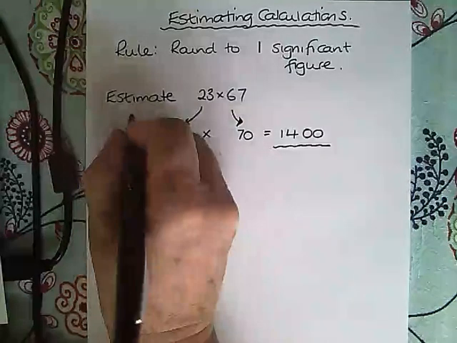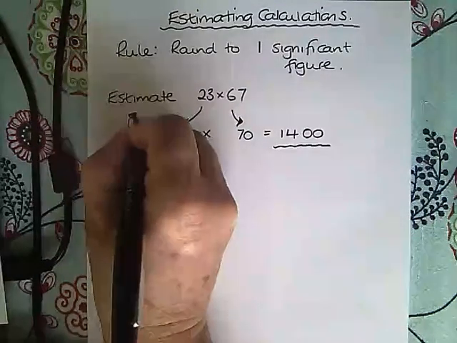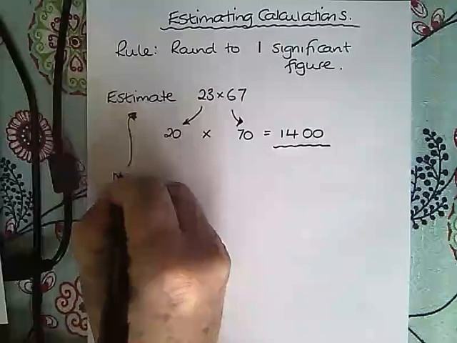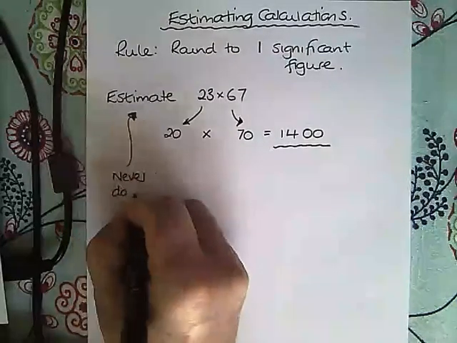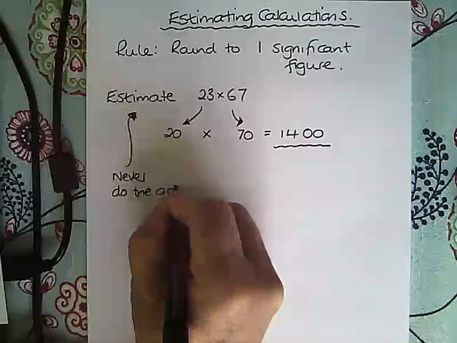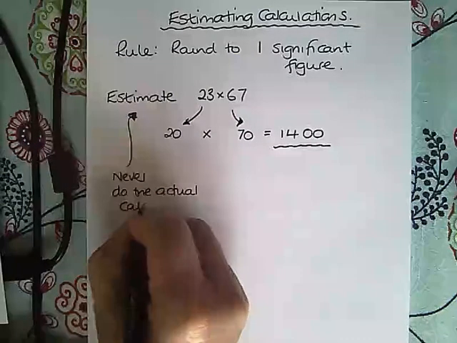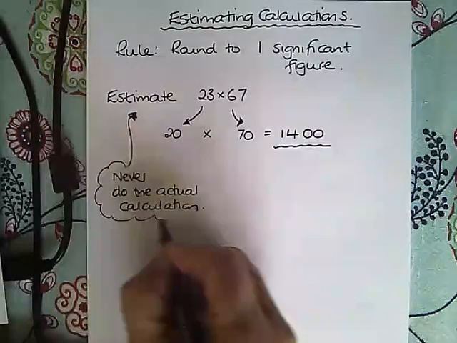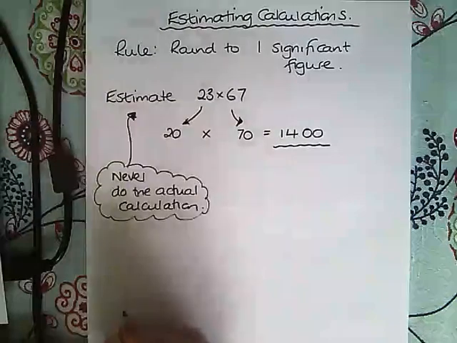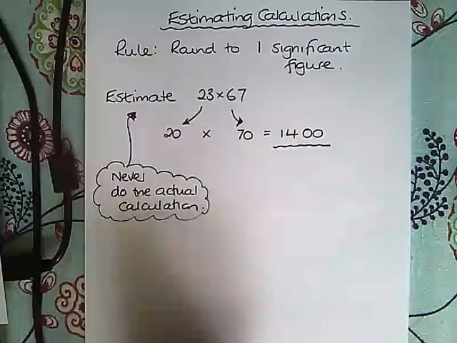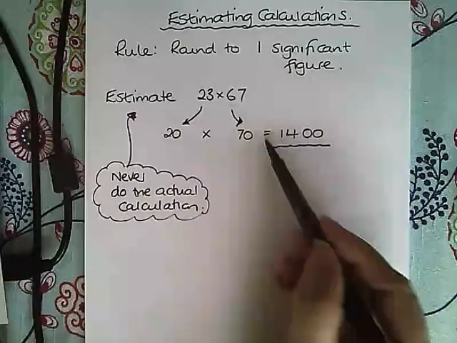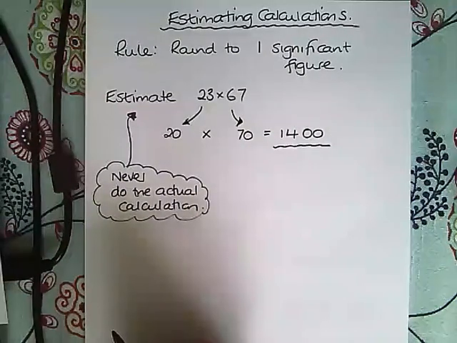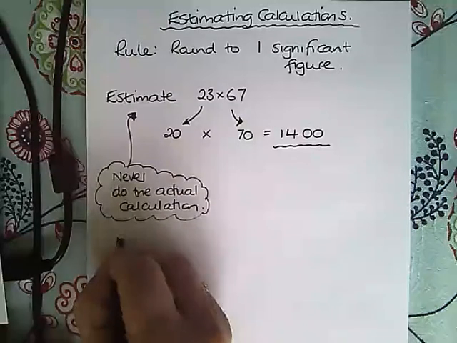If you have a question which says estimate, you must never do the actual calculation. A clue as to if you're doing the wrong thing is usually on a non-calculator question paper. If you've got a really complicated sum to do, just go back and read the question, because if it says estimate, then you're just doing this very rough rounding and then the calculation with the rounded numbers. So let's have a look at another example.